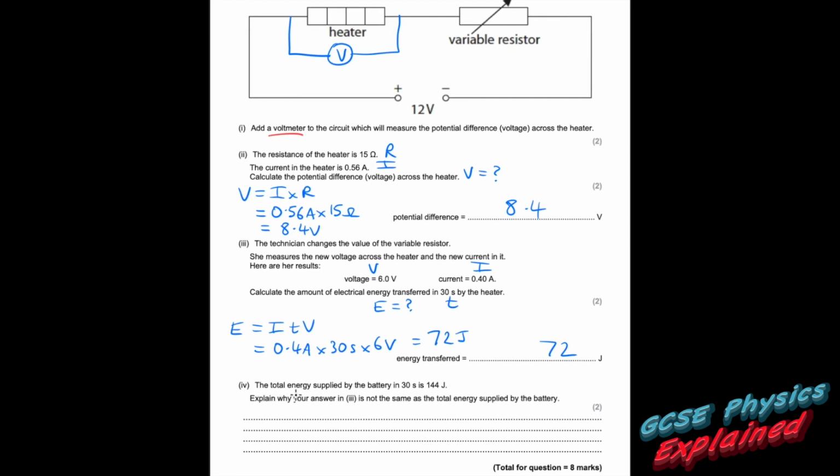Part 4. The total energy supplied by the battery in 30 seconds is 144 joules. Explain why your answer in part 3 is not the same as the total energy supplied by the battery. My immediate answer is you always end up wasting some energy as heat. I know it is a heater and we want the energy as heat, but we'll also waste some energy in the wires and in the variable resistor. So that'll get you the 2 marks.